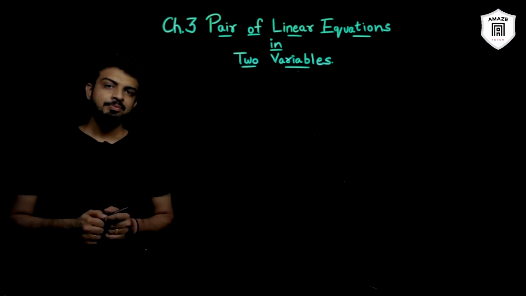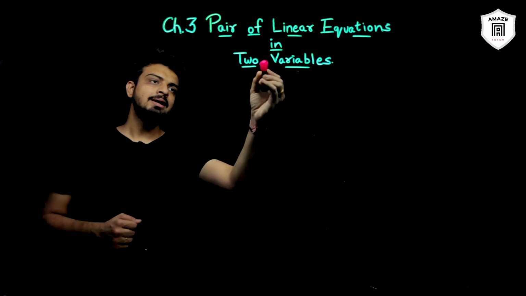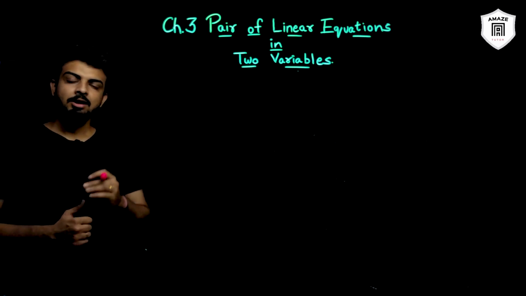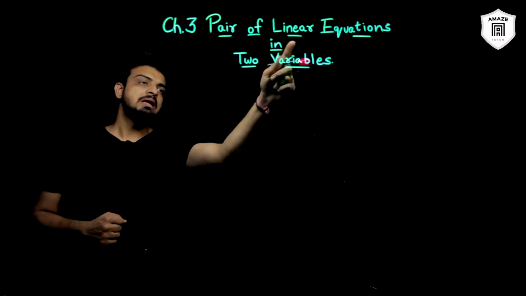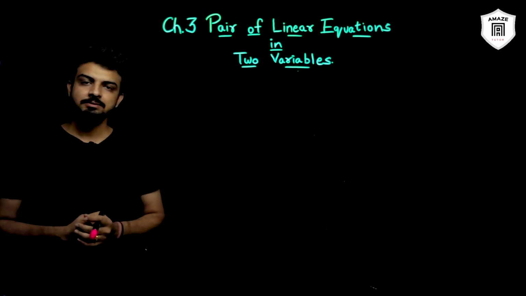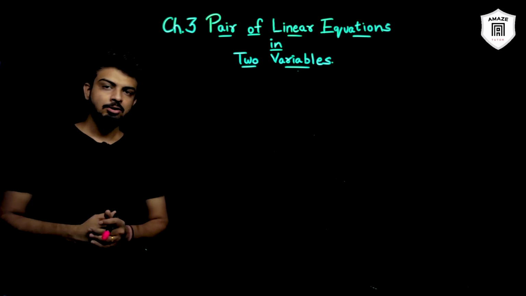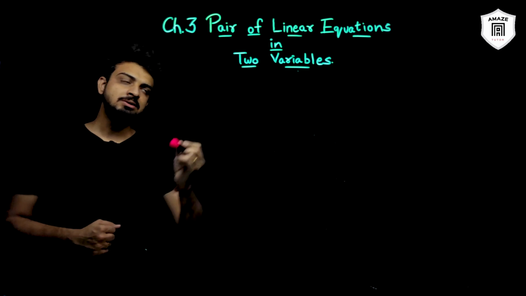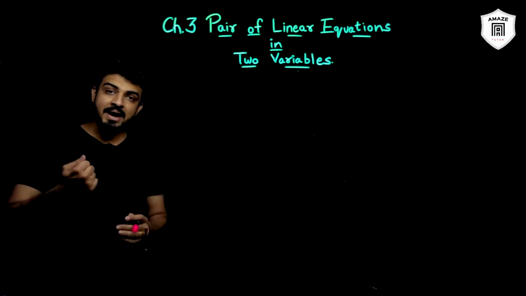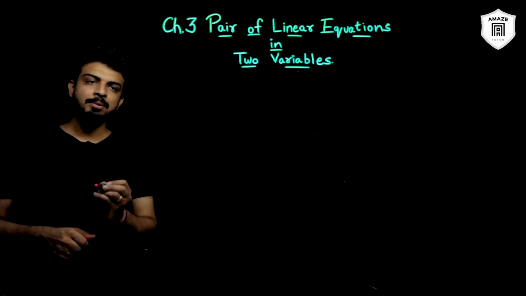So now we know what we mean by linear equation in 2 variables. Now we are going to see what we mean by pair of linear equations in 2 variables. So pair means what? 2, right? So if we are having 2 linear equations in 2 variables, then we call it a pair of linear equations in 2 variables. Let me write down one example here.